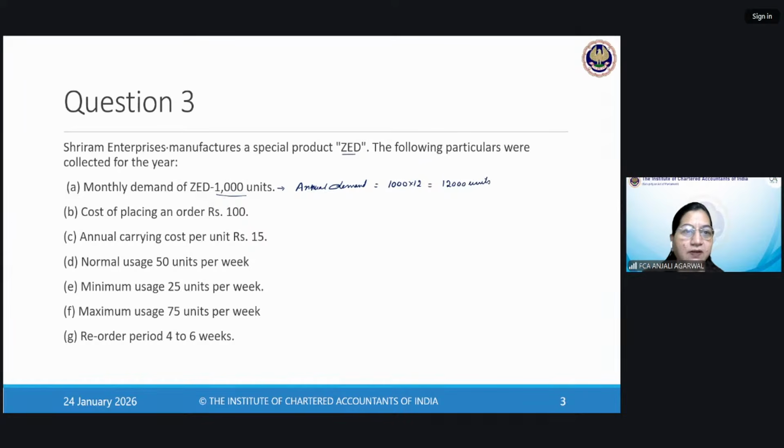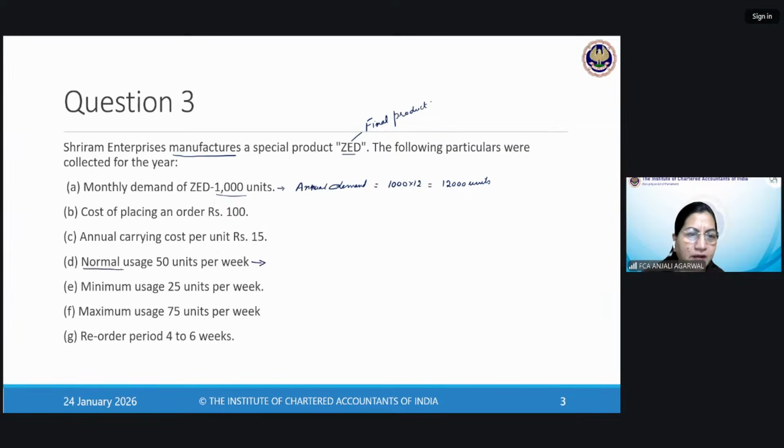However, Shriram Enterprises manufactures the special product Z. So this is a finished product or final product. Whereas when we talk about raw material or material ordering quantity or what are the levels of the stocks of material, we are talking about the raw material which is used in the manufacture of final product. So this is not our usage. This is the production of 12,000 units annually. Usage of raw material is what we are interested in.